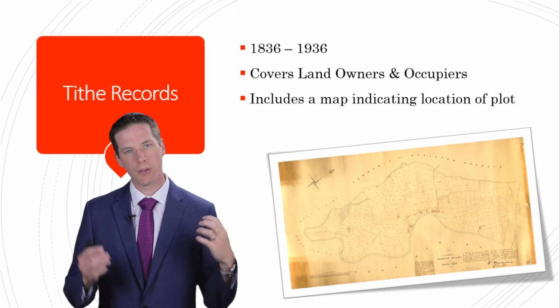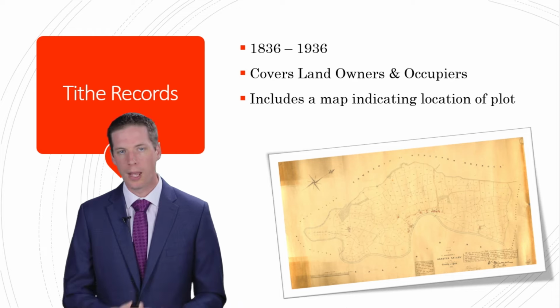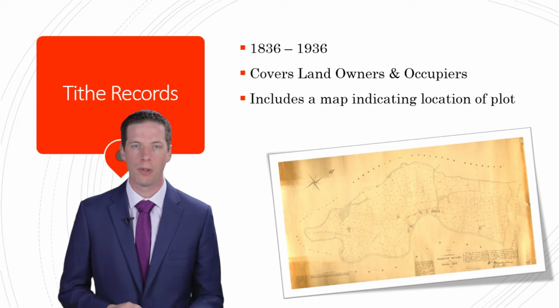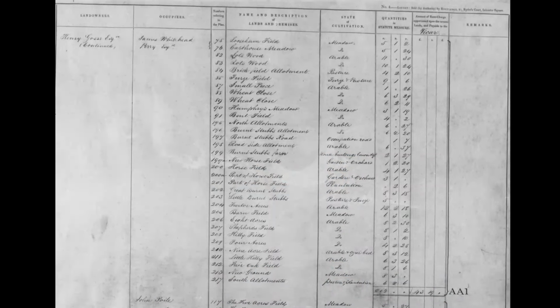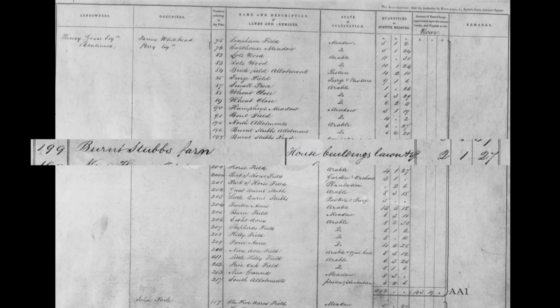And it's great because it didn't just have a survey recording the land, the names, what the land is used for and the size, but you also have maps that go with these records as well. So I'll just show you a quick example. Here we have a tithe apportionment record for Henry Goss Esquire, the landowner, and James Whitehead Perry Esquire, who was the occupier of all these different parcels of land. But if we look at plot 199, we can see further information. Plot 199 is listed as Burnt Stubbs Farm, and it shows us it comprised a house, buildings, lawn and a yard, which made up 2 acres, 1 rod and 27 perches.